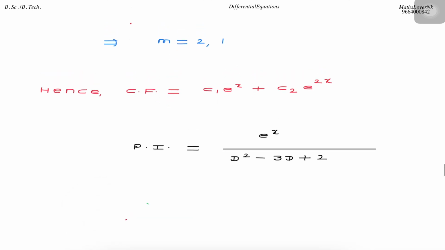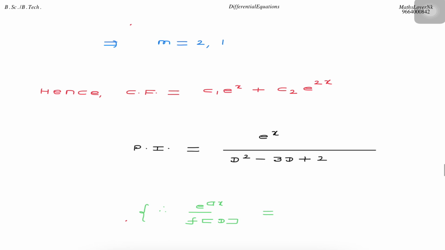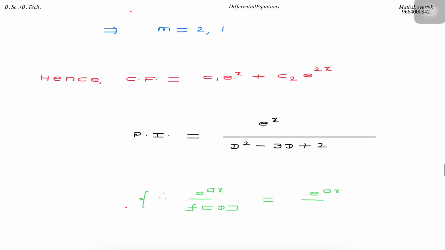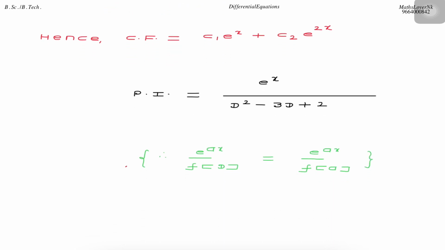if e the power ax upon f(D) is given, then we can write e the power ax upon f(a). f(a) stands for function of a. In this, we replace capital D is equal to a. When we put the value of a as 1, 1 square minus 3 into 1 plus 2 is 0, so it is not possible.